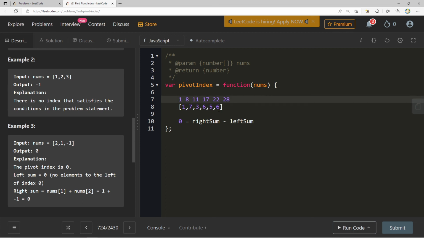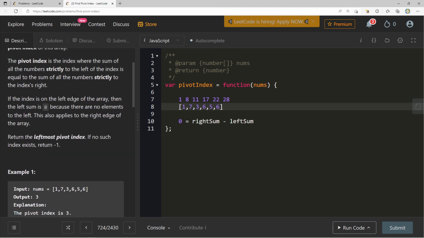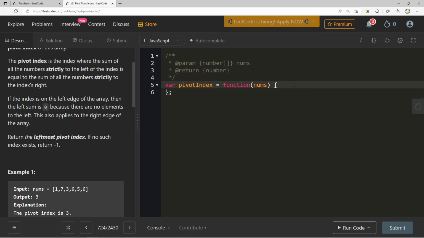What is the formula here? The Krabby Patty formula. Return the leftmost pivot index. If no such index exists, return -1. Yeah, let's wrap it up here, and then let's save this one for another recording or another LeetCode live session. I think this will be better suited for a LeetCode live.